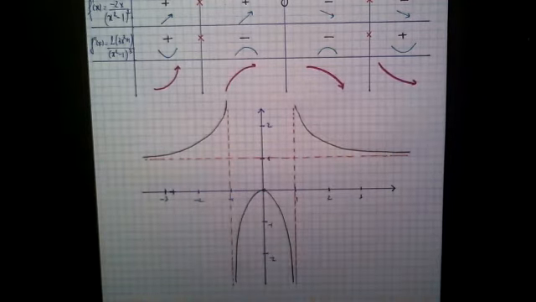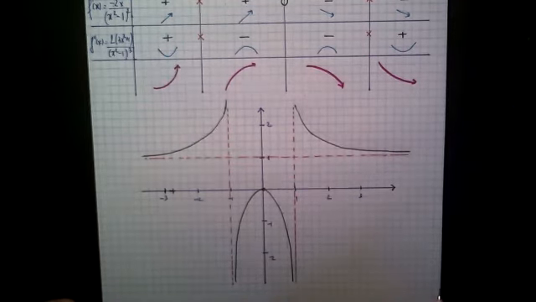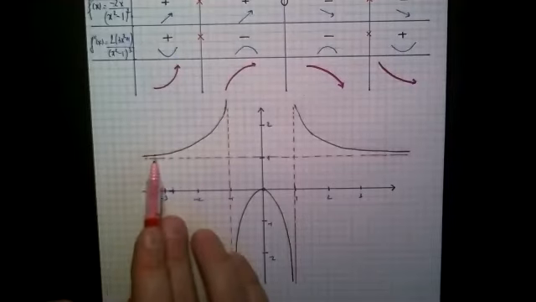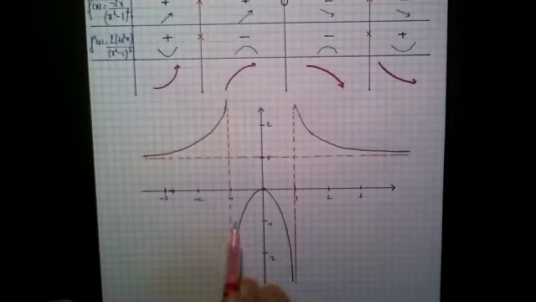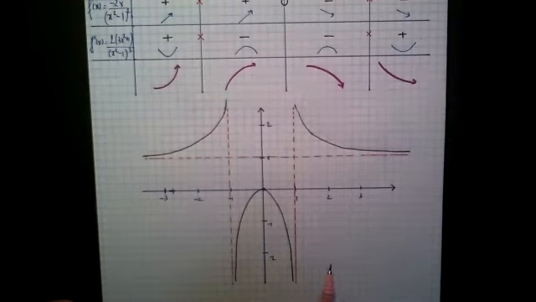So there's absolutely no inflection point, okay? Because there's no place where it changes concavity. The only places where it changes concavity from concave up to concave down is through an asymptote, so through a place where it's not differentiable.